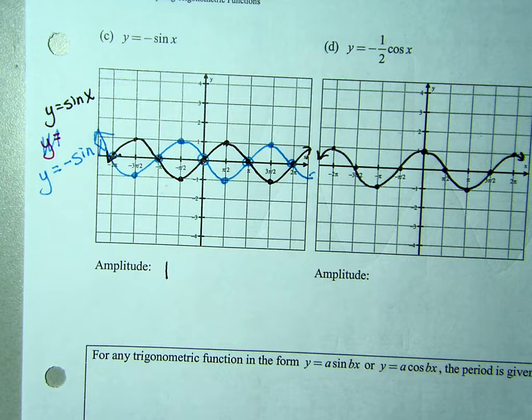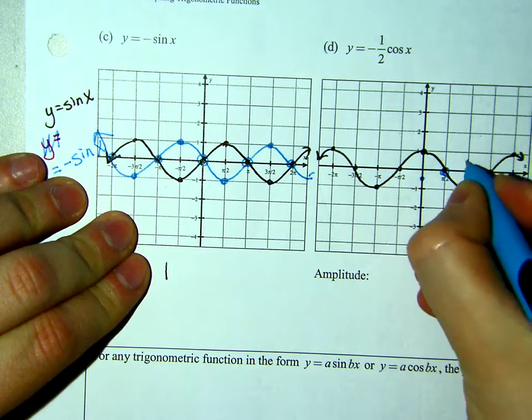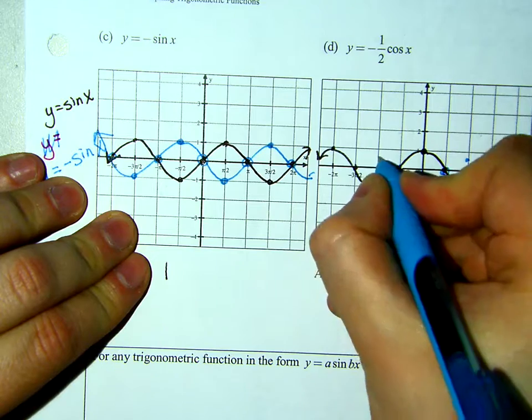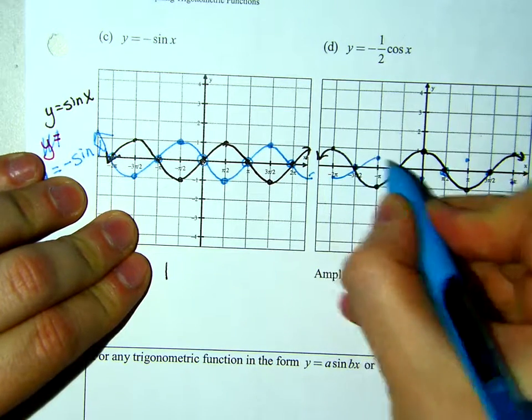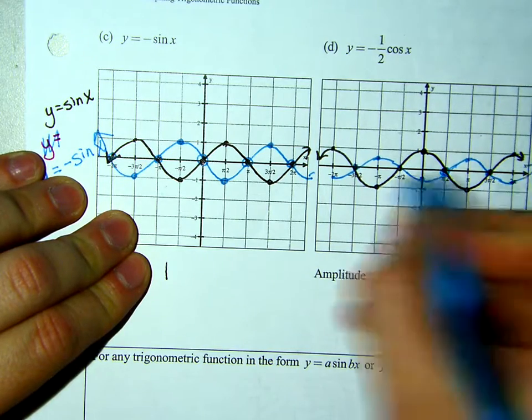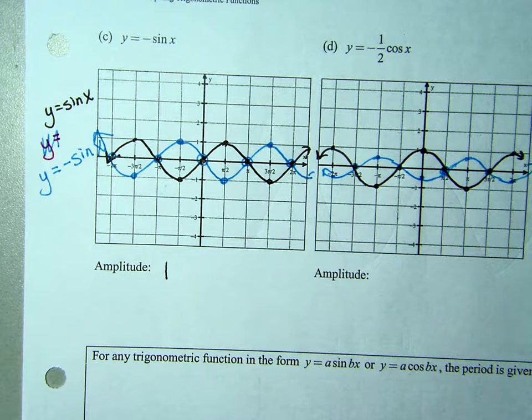Right, because amplitude is always a distance. Is D going to be stretched more? Less. And it's going to be flipped. I think your graph should look something like this in letter D. Byron, what's the amplitude in D? 1/2.